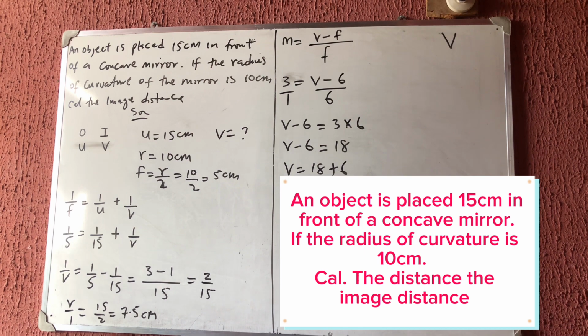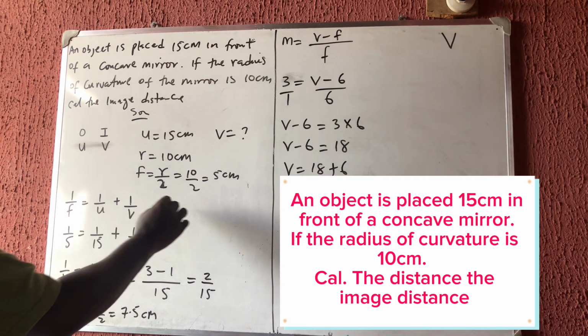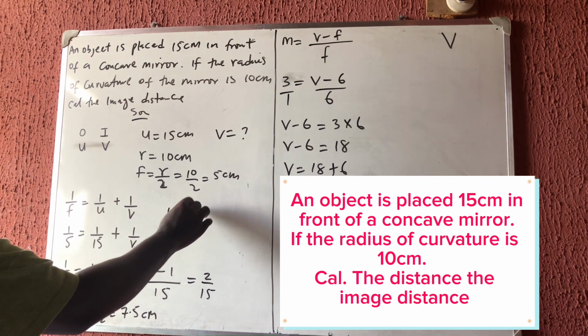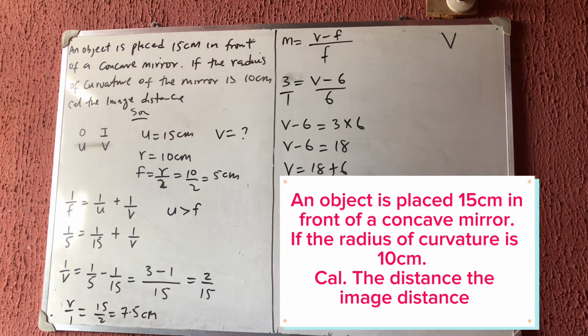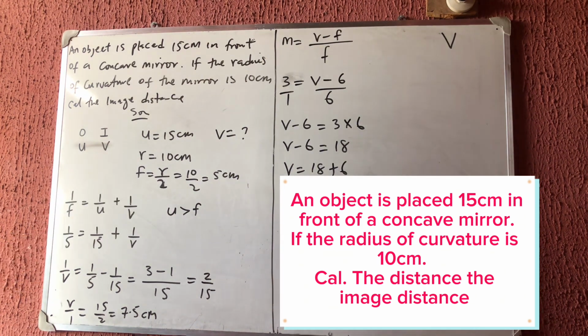And if you look at this, you will see that U is greater than F. So whenever U is greater than F, what happens? The image is real and inverted. Whenever U is greater than F, it means that the image is real and inverted. Please note that.